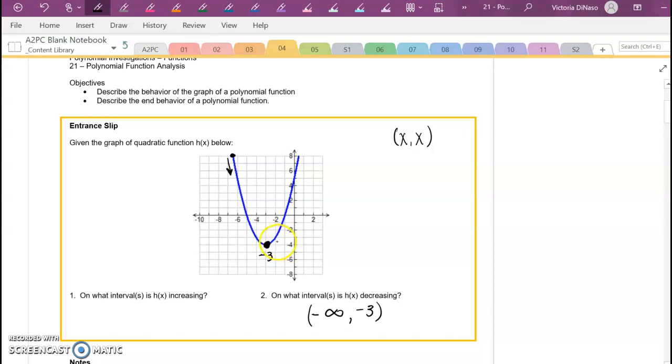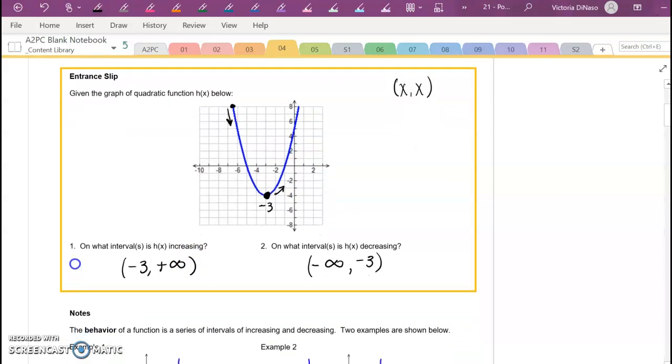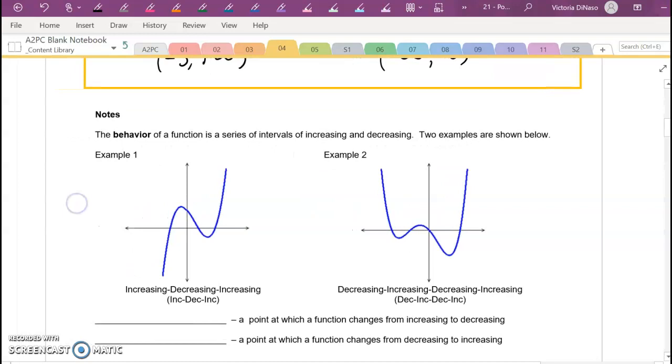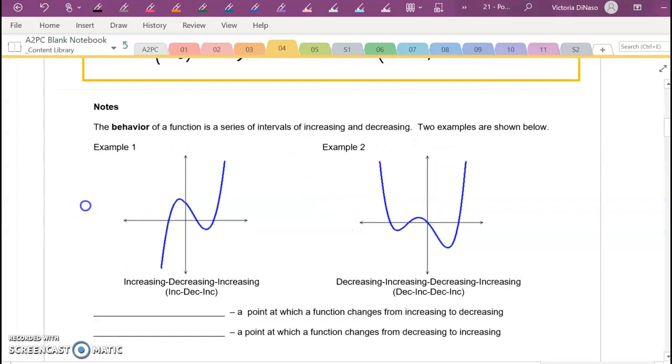Now h of x is increasing starting at negative 3, and it is increasing forever and ever. As x approaches positive infinity, my graph is increasing. So we're going to use increasing and decreasing, and that denotes the behavior of the function. So we have two examples, and we're going to be talking about intervals of increasing and decreasing.